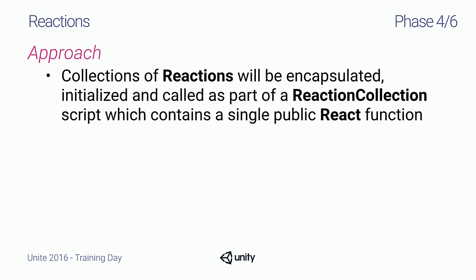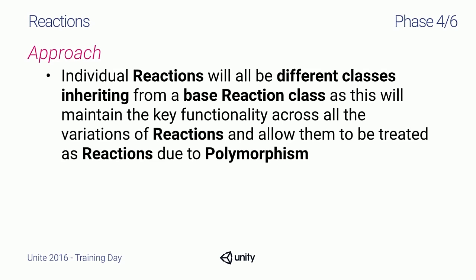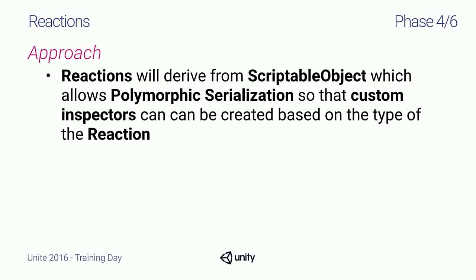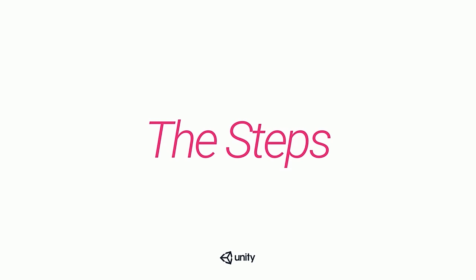Now we're seeing the same system from the other side. So we're seeing this from the reaction side. The individual reactions will all be different classes inheriting from a base reaction class. And so this will maintain the key functionality across all variations of reactions and allow them to be treated as reactions due to polymorphism. Reactions will derive from scriptable object, which allows polymorphic serialization so that custom inspectors can be created based on the type of reaction. And we'll look at that a little bit more coming up.